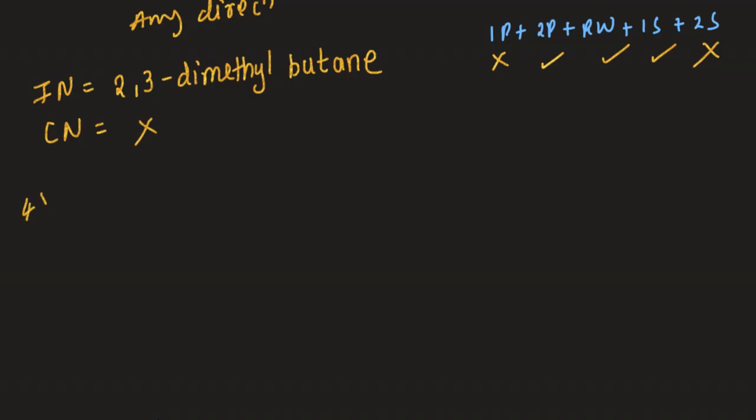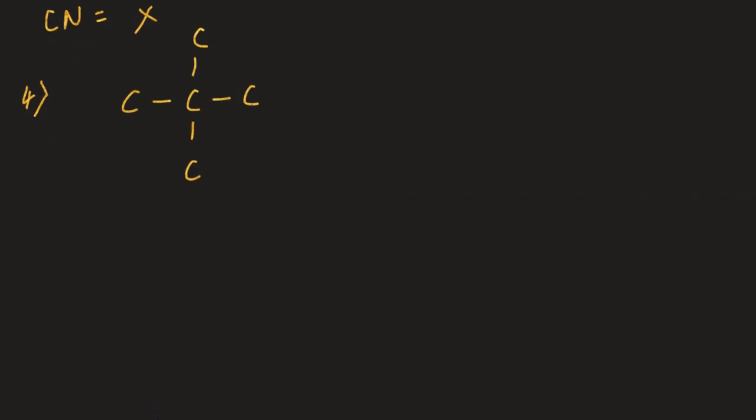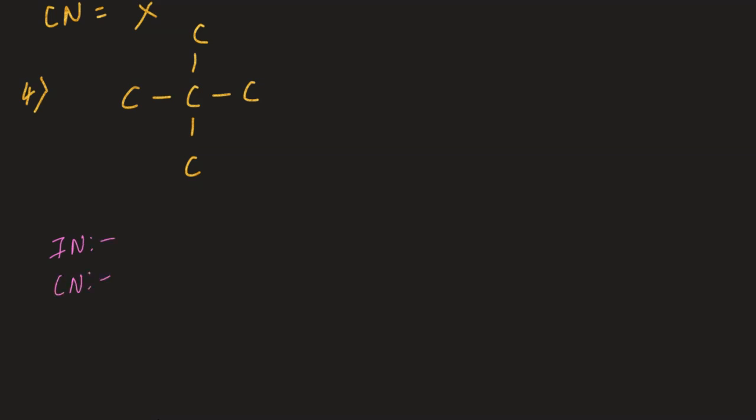Fourth example. Coming to the fourth example: carbon, carbon, carbon. This is the structure, and now we need to write its IUPAC name. Let us also check whether the common name is available or not. What is the first step here? Choosing the parent carbon chain. What is the order? Functional group, greater than multiple bond, greater than maximum number of carbons, greater than, what is the last one? Substituent.